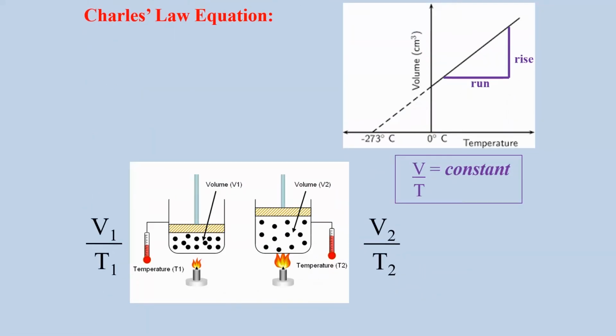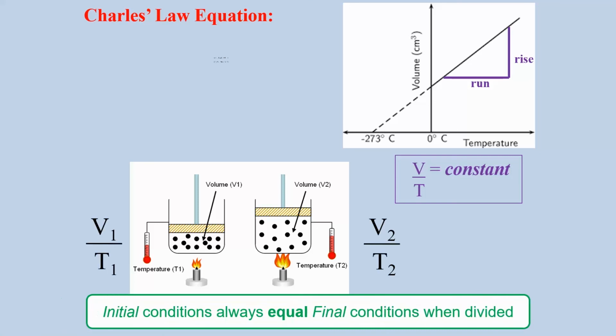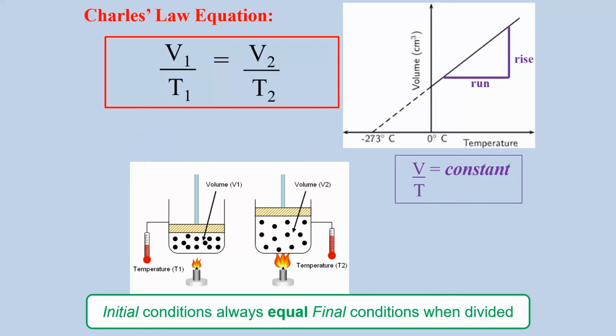Now, here is our equation. Initial conditions are always equal to final conditions when divided, because we keep the same ratio. So we can figure out that V1 over T1 equals V2 over T2. This is the equation that we're going to use to solve these problems and use as our little tool from Charles' law to keep relating gases and how temperature and volume and everything is all interconnected.